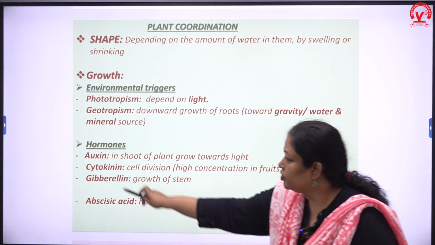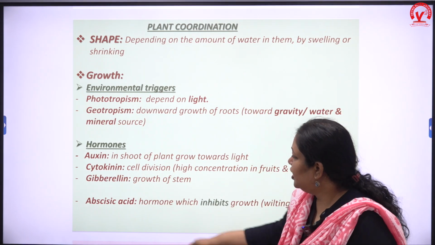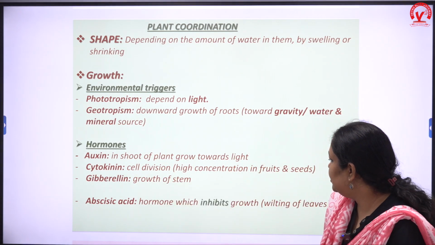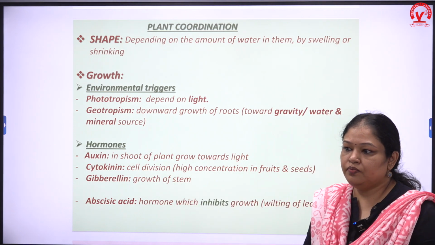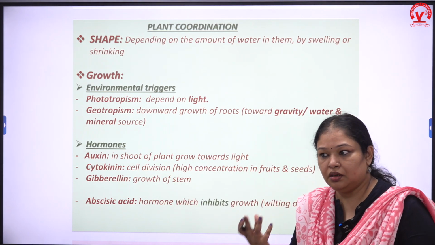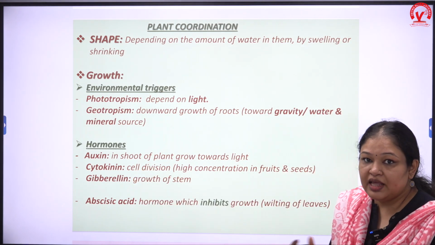That is auxin. It is in the shoot of the plant, on the tip of the plant. And cytokinin helps in the cell division. That is like a flower to become a fruit. So, cytokinin helps with that cell division.